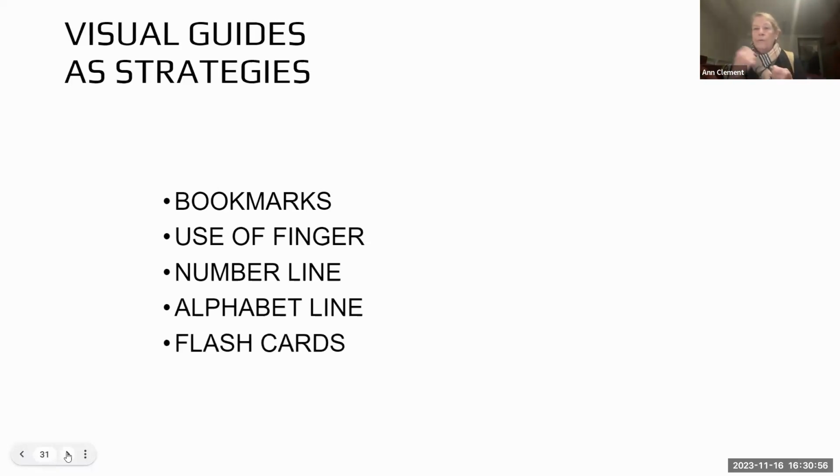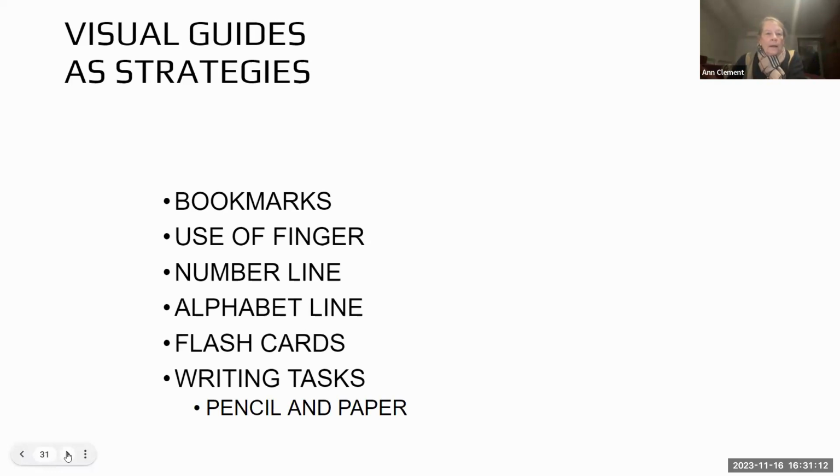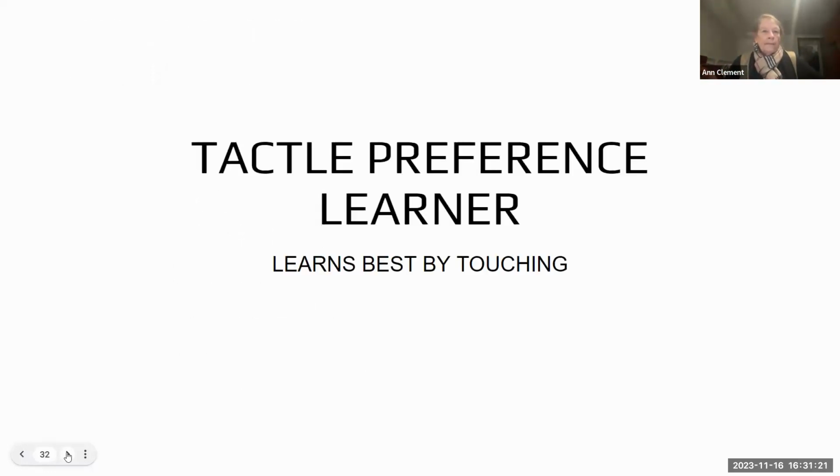Flashcards, both for math and for reading, are really good for the visual learner so that they can see what's on the card and remember that rather than just hearing it. And writing tasks. Pencil and paper are writing tasks that are really good for visual learners because they'll be writing and they'll be watching what they are writing.